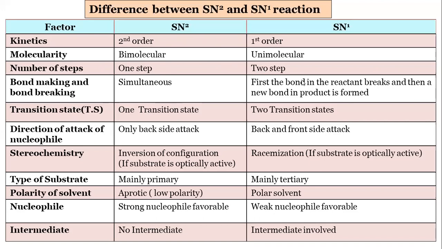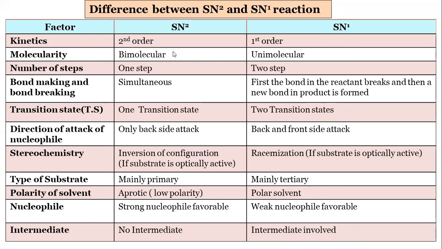Transition state: there is one transition state in SN2, there are two transition states in SN1. Backside attack is favorable in SN2, and in case of the SN1 reaction, the nucleophile can attack from the backside and also from the front side, because the planar carbocation is formed. Stereochemistry is possible when optically active compounds are used as reactant. Inversion of configuration takes place completely in SN2, and in case of SN1 reaction, racemization takes place, meaning 50% inversion and 50% retention. Type of substrate: in SN2, primary alkyl halides are favorable. In SN1, tertiary alkyl halides are favorable.